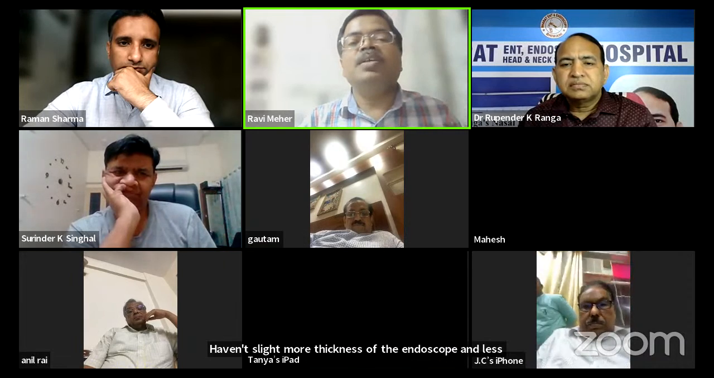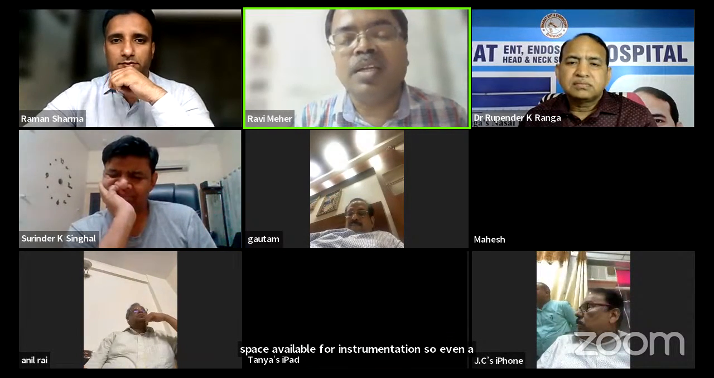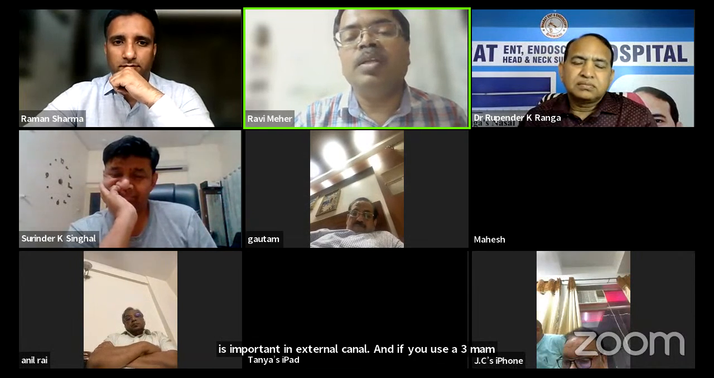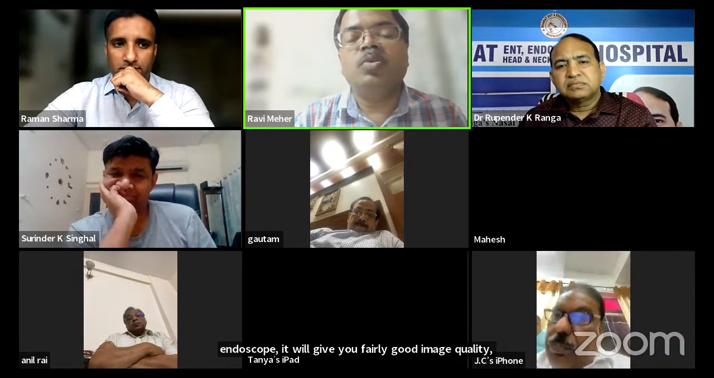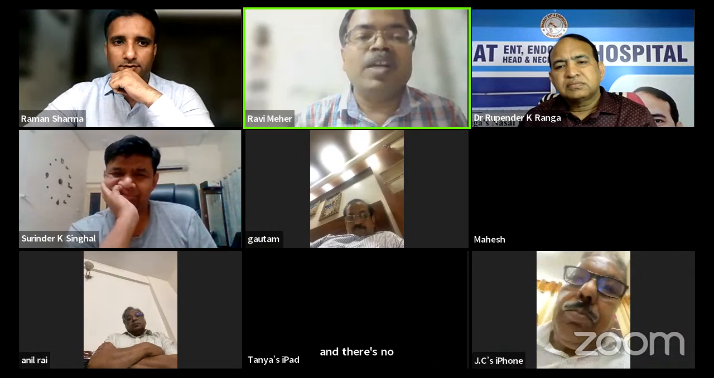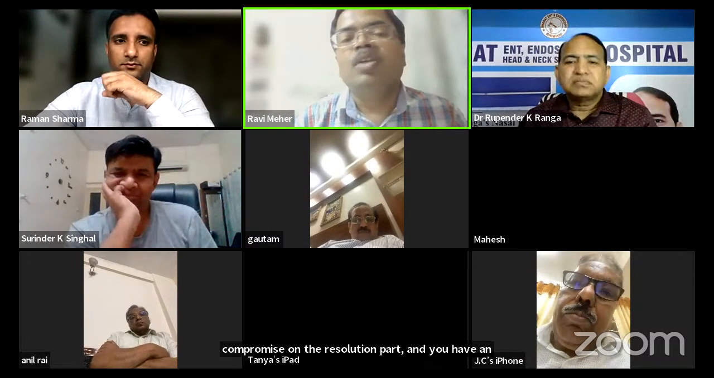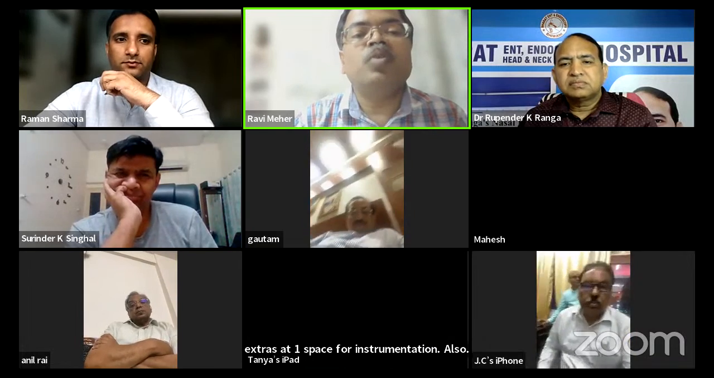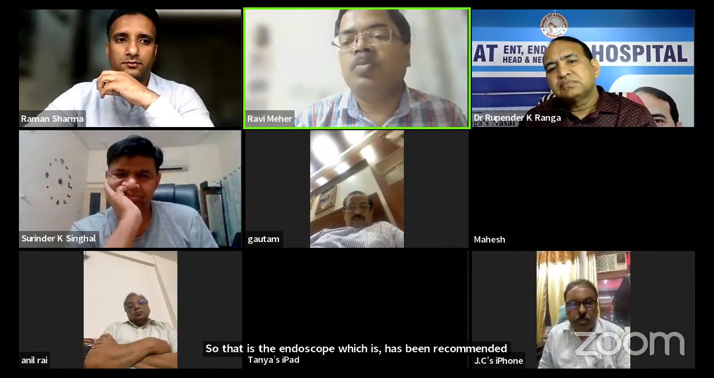So even a 1 mm space is important in the external canal. And if you use a 3 mm endoscope, it will give you fairly good image quality, and there's no compromise on the resolution part. And you have an extra 1 mm space for instrumentation also. So that is the endoscope which has been recommended by the International Working Group of Endoscopic Ear Surgeons. 3 mm endoscope.